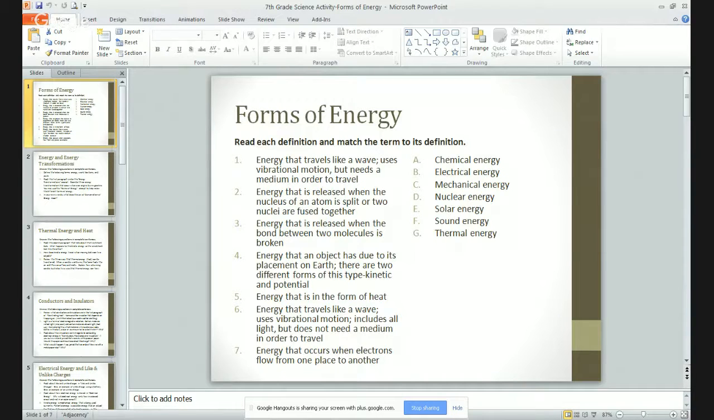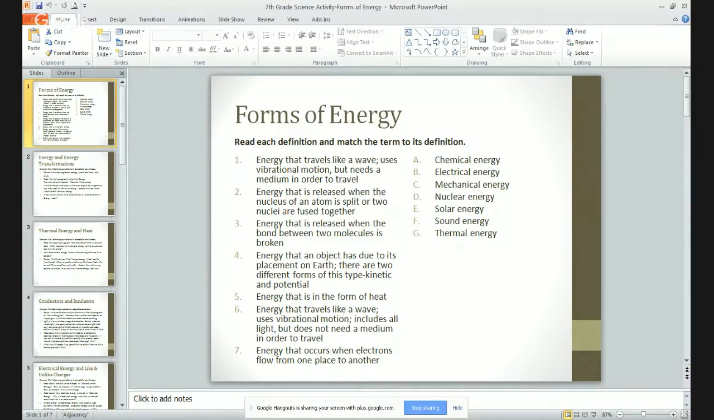Number 2, energy that is released when the nucleus of an atom is split or two nuclei are fused together. That's going to release a lot of energy, and that would be nuclear energy, letter D. This is the same kind of energy that nuclear power plants use. The bad thing with that is that it always makes a byproduct, which is radioactive. So that's the problem: where do you store that radioactive waste?